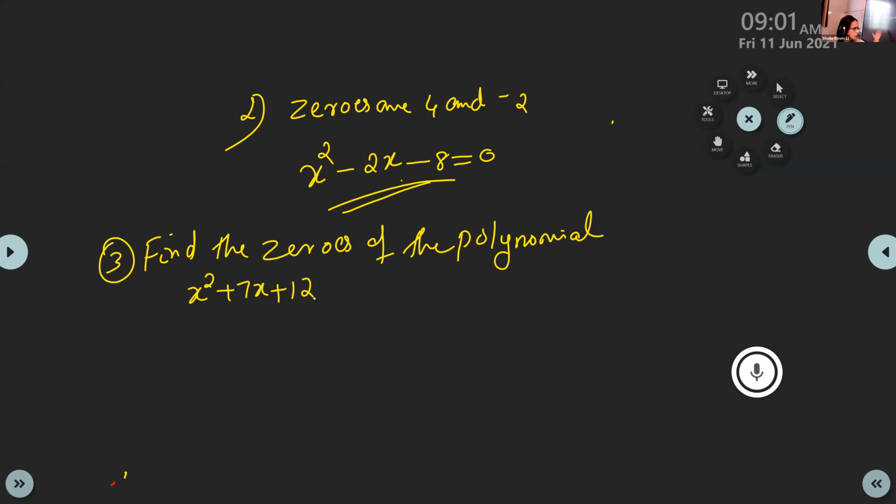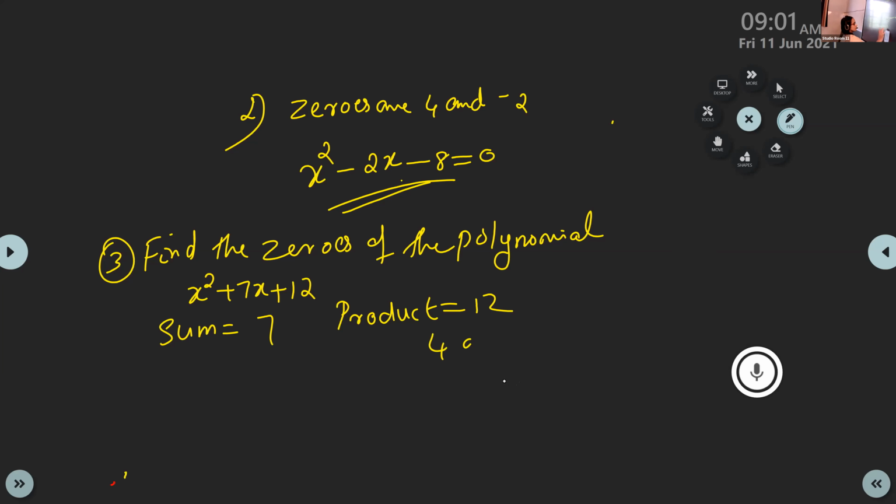For this question, I think splitting the middle term is easy. We need to find two numbers whose sum is 7 and product is 12. Which are those two numbers? Sum is 7 and product is 12: 4 and 3.